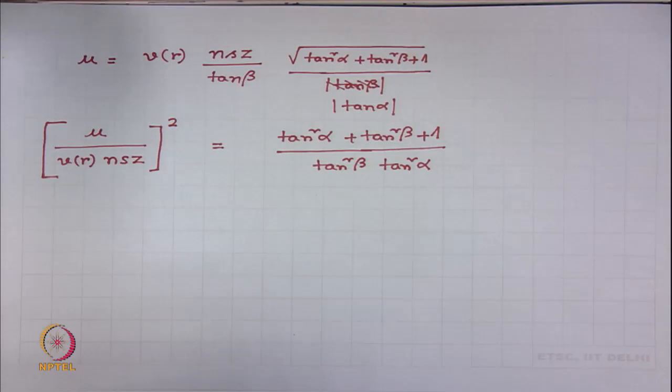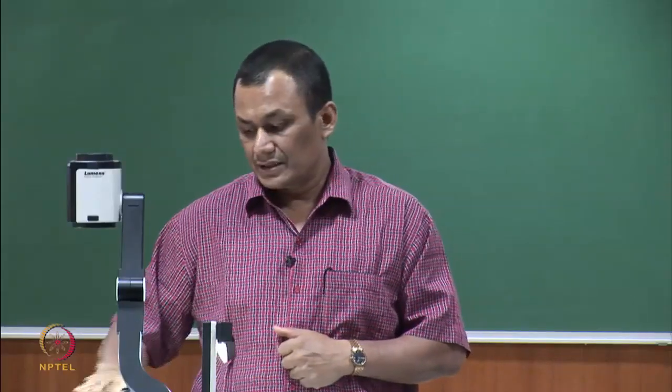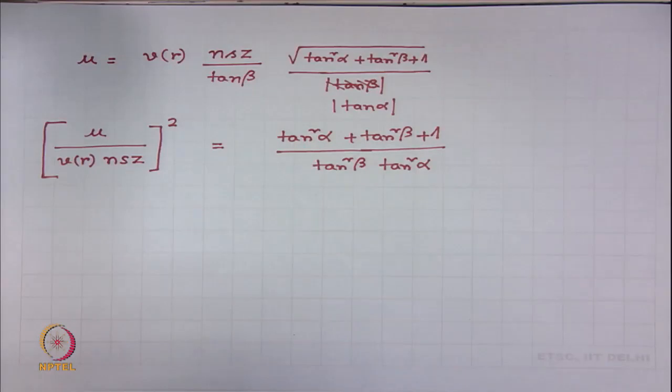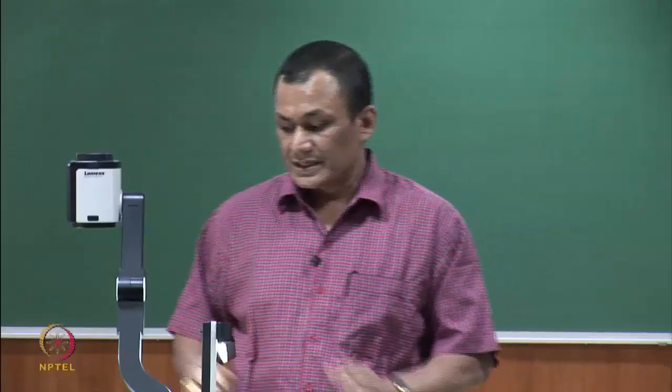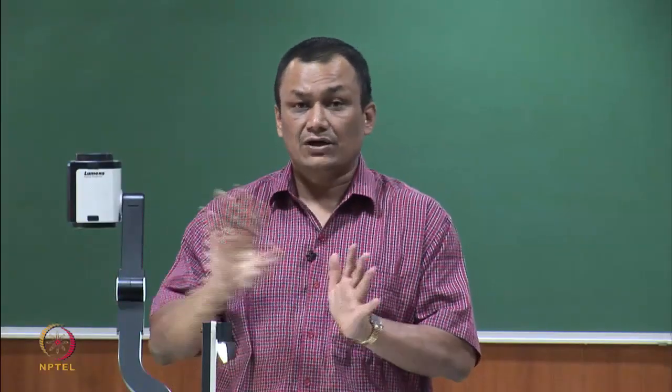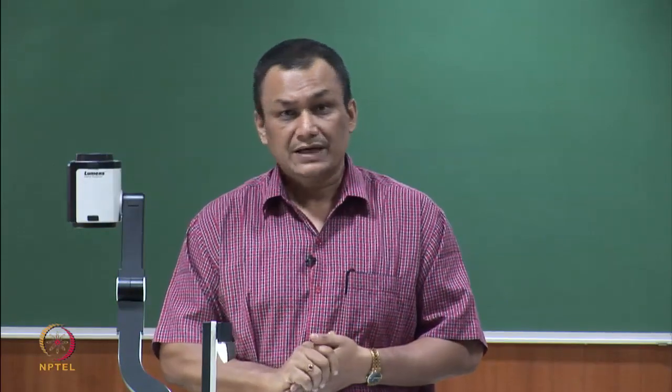Now, radial migration, which parameter is very important? Tangent of alpha. So, we need to express this in terms of tangent of alpha. That means, tan square alpha we have to take one side, left hand side, rest all in other side, right hand side. So, let us do that.